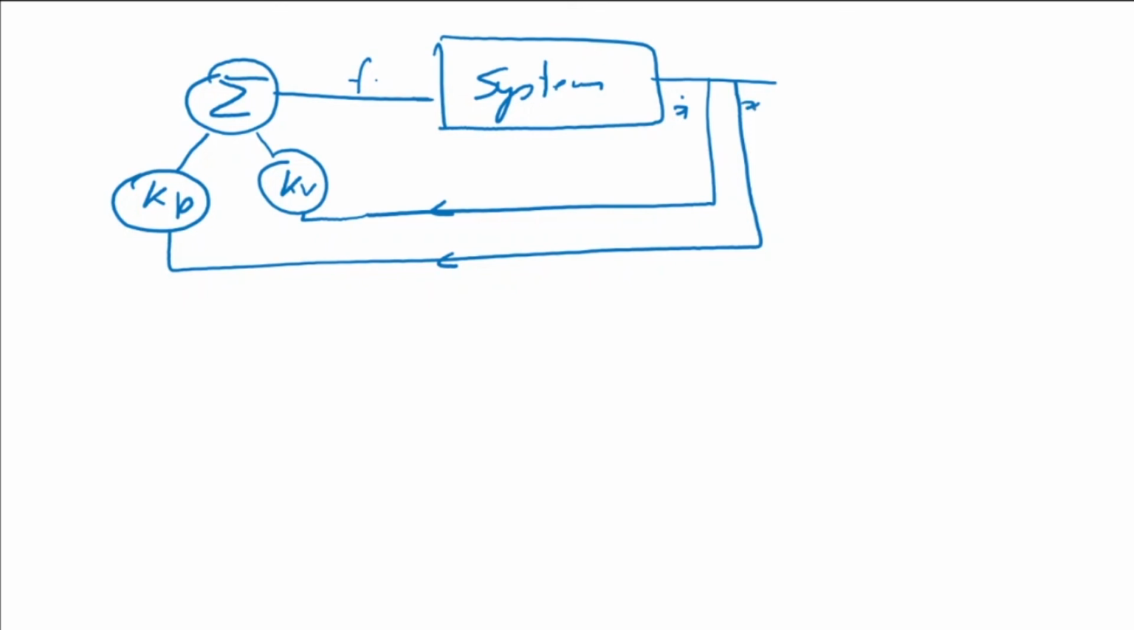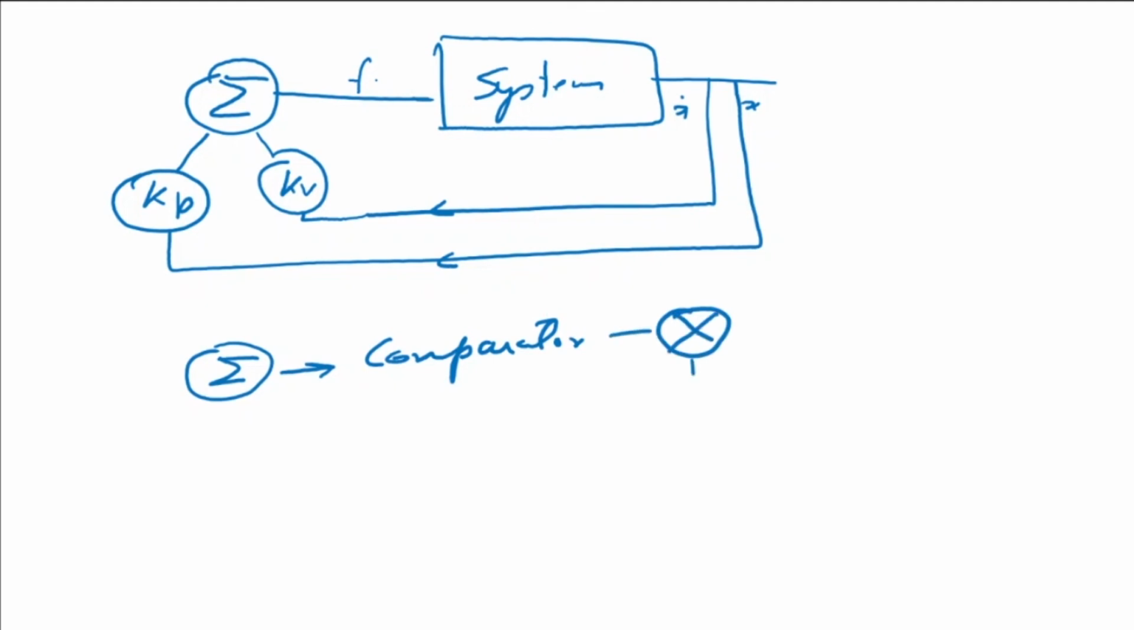Now this symbol is also a comparator block, a comparator block of this form. It is exactly the same thing. So now we can see that this is my block diagram of a very simple position regulator system.